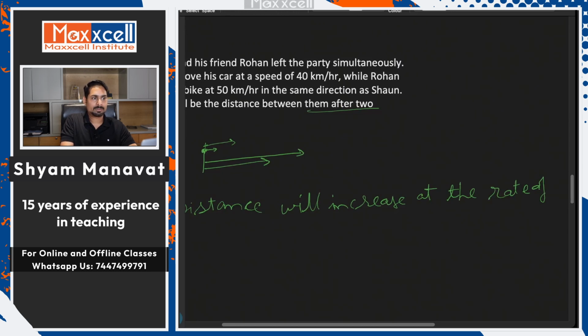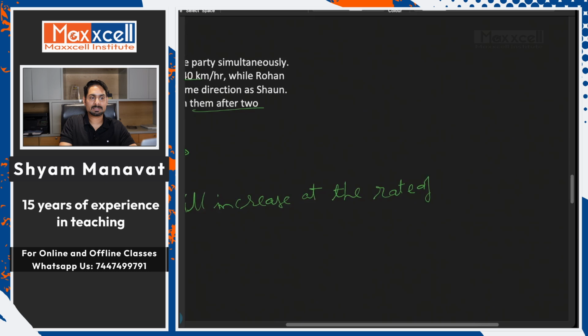Difference between them. Both of them are moving in the same direction. Difference between them, 40 and 50. What is the difference between them? Yeah, we take the absolute difference. We don't see who is ahead or who is behind. We take the absolute difference. And obviously if the follower is slower, then distance will increase.